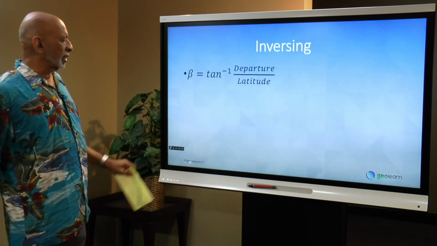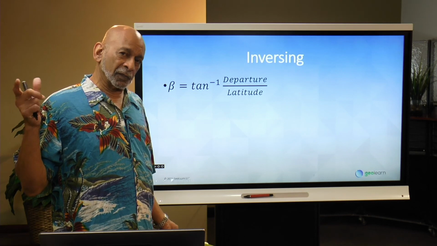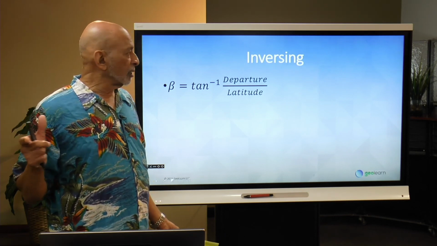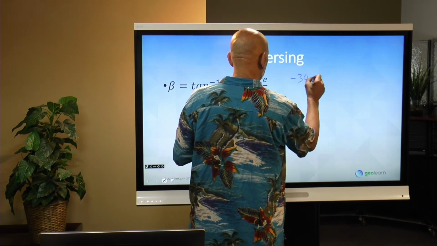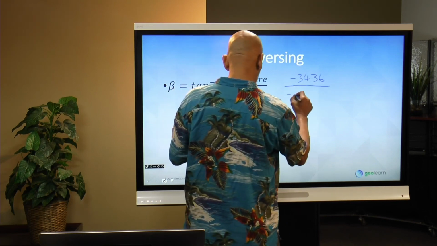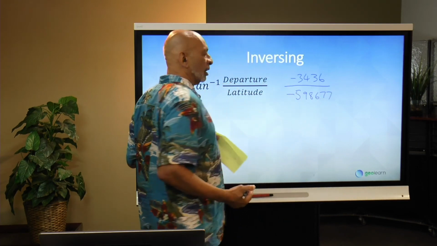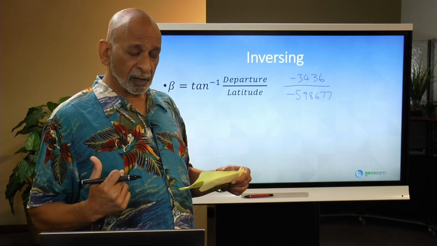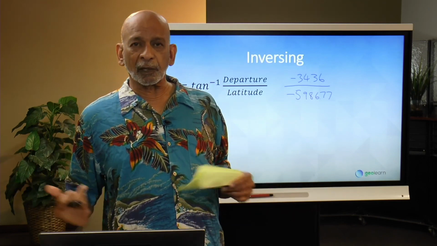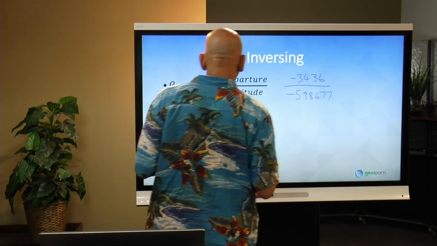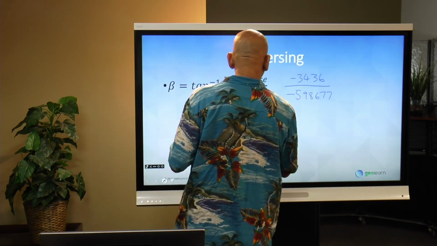The inversing is always done this way for the bearing angle. Now, remember, we don't care about the length of the inversed line because we're just trying to compute the mean weighted bearing. So we take the departure, which is in this case minus 34.36. We divide by minus 5986.77. Because the numerator and the denominator are both negative, it doesn't really matter whether you carry the sign, because when you divide a negative number by another negative number, you get a positive result anyway. So you're going to get a first quadrant angle. When you compute this, let me pull up the calculator again.